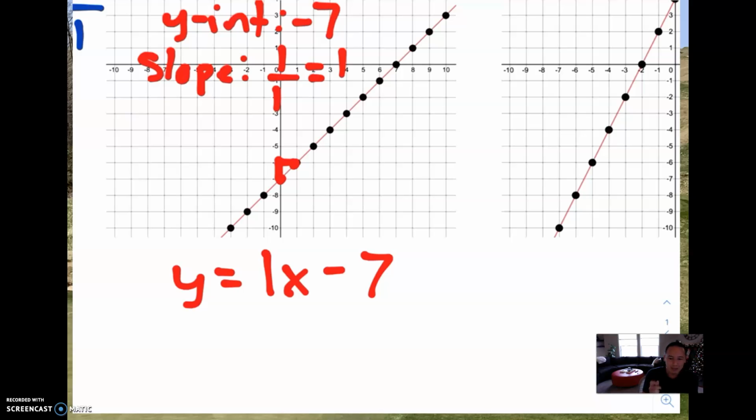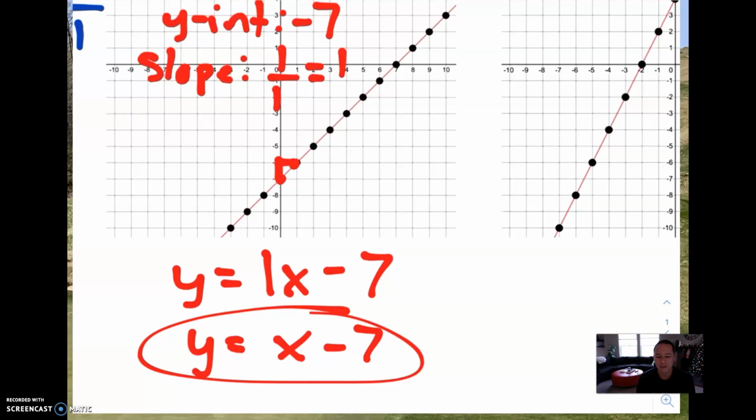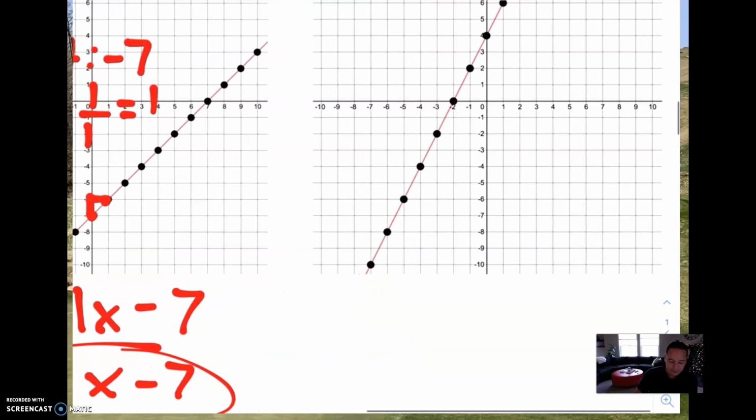Now we actually probably wouldn't write it this way either, because if you have 1x, it's just x. So we would prefer you write it as y equals x minus 7. So that would be the final correct way of writing that one. You see x and it's implied that it's just 1x. So even though you can't see the 1, it is there.